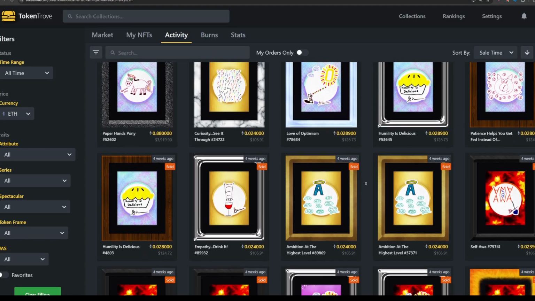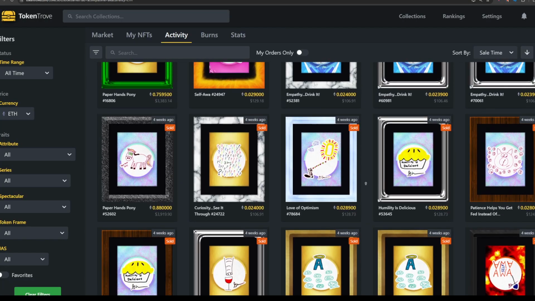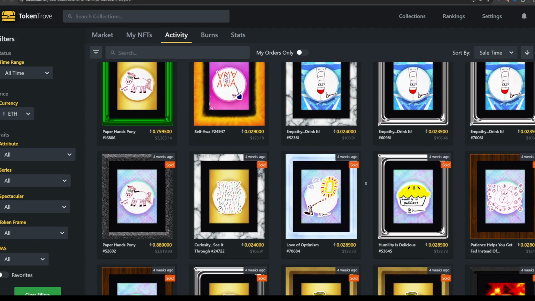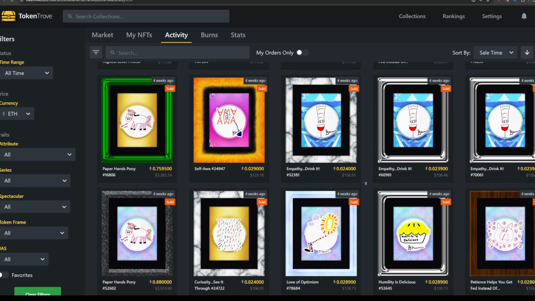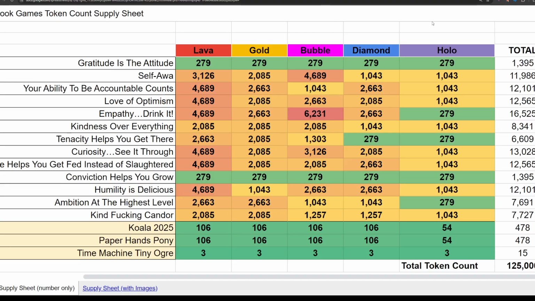Okay, what am I looking at? What do I see? Okay, we have a Paper Hands Pony. We have a Love of Optimism. Right now I'm looking at those because those are hollows, right? So this is why you burn this chart into your mind. We're going to spend a lot of time on this chart. This is one of the single most important pieces of information that you could ever hold close to your vest when it comes to BookGames Spectating.